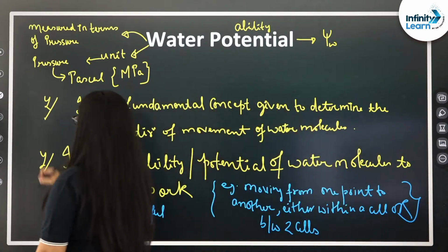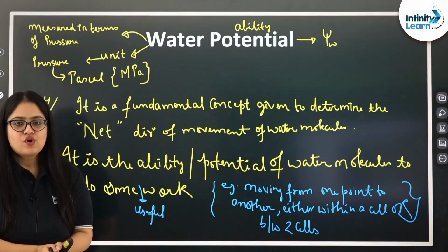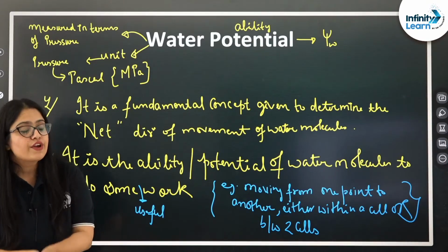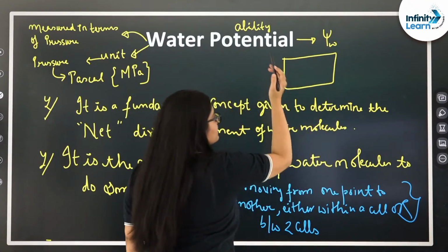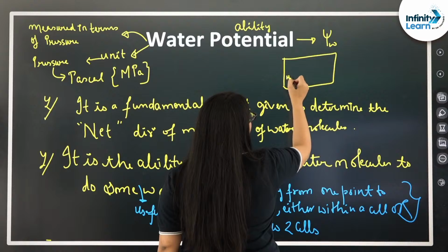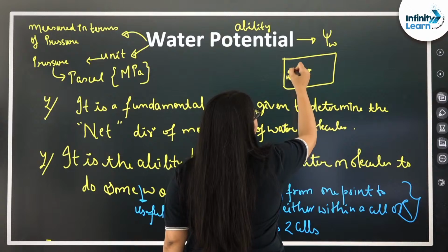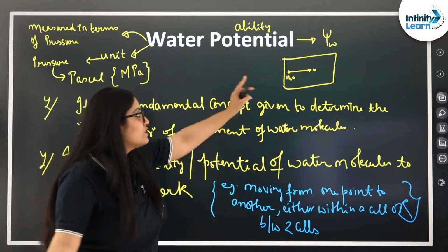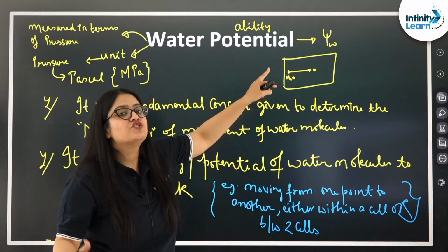Here I am coming back to this definition for all of you. What is water potential? It is the ability or the potential of the water molecules to do some useful work, that is moving from one cell to another or within a cell. For example, this is a plant cell and here a water molecule is present. Now, if this water molecule shows movement and changes its coordinate from this point to this point, this is also work done by this water molecule. And for this to happen, water molecules need to have energy or ability.